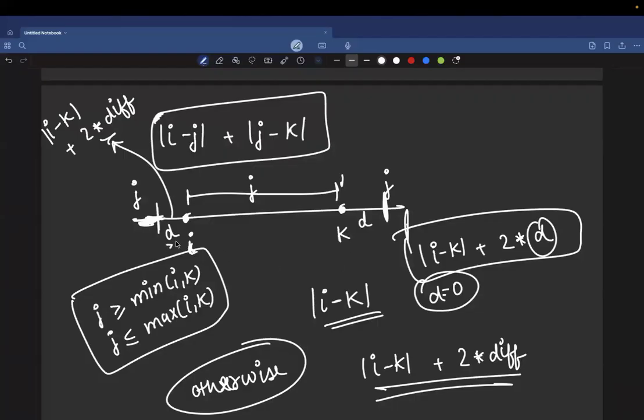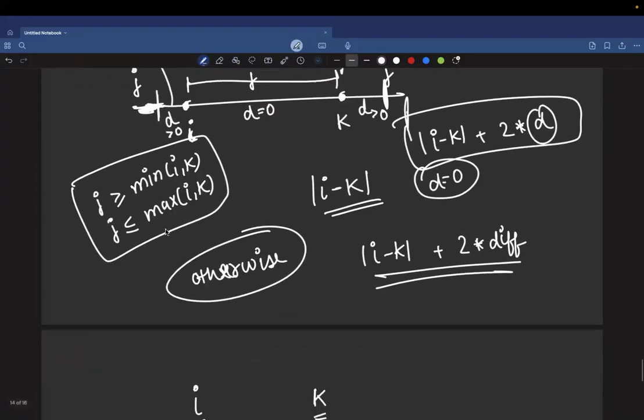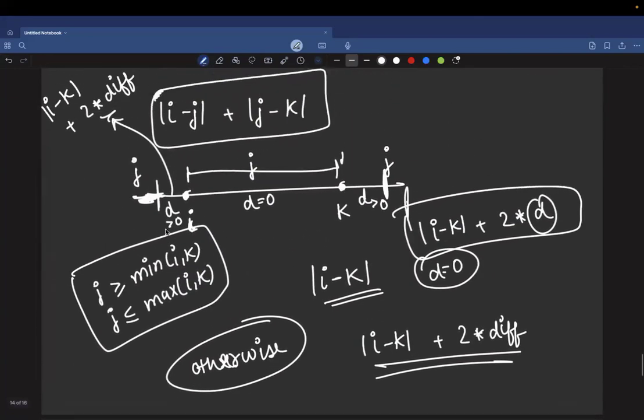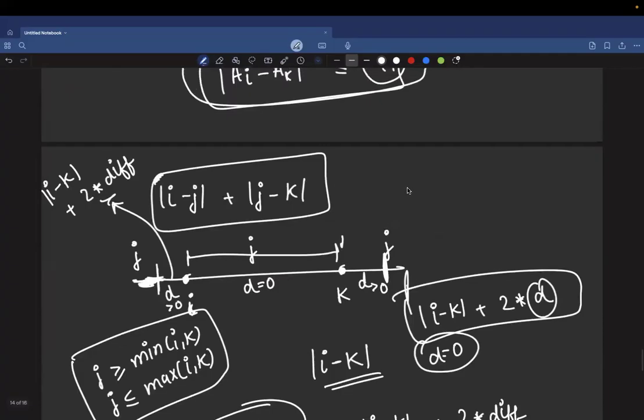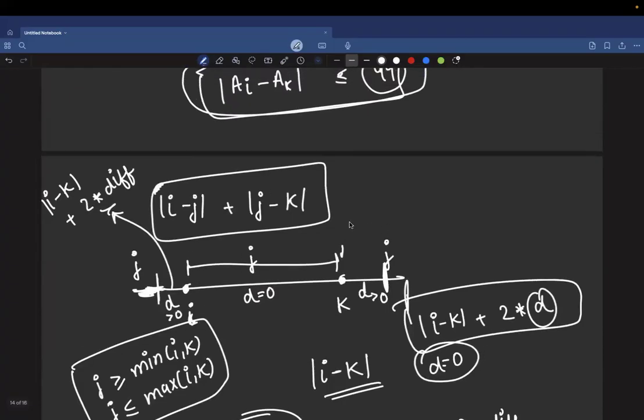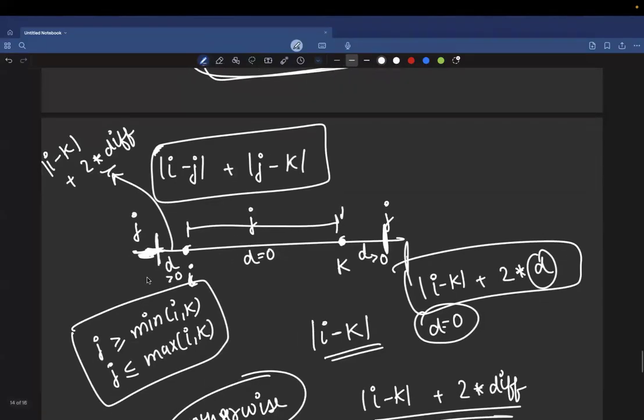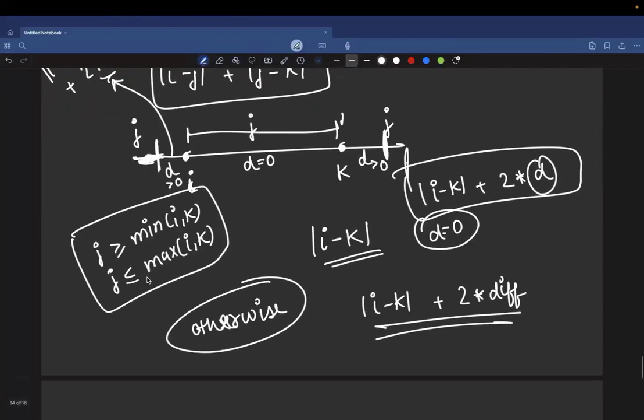This d was greater than 0 on the left or the right side, and it was equal to 0 for all the j where j was in the range from I to k. And d is always an integer because I and j and k, all these are integers. And this d is then gonna be a difference between two integers only.